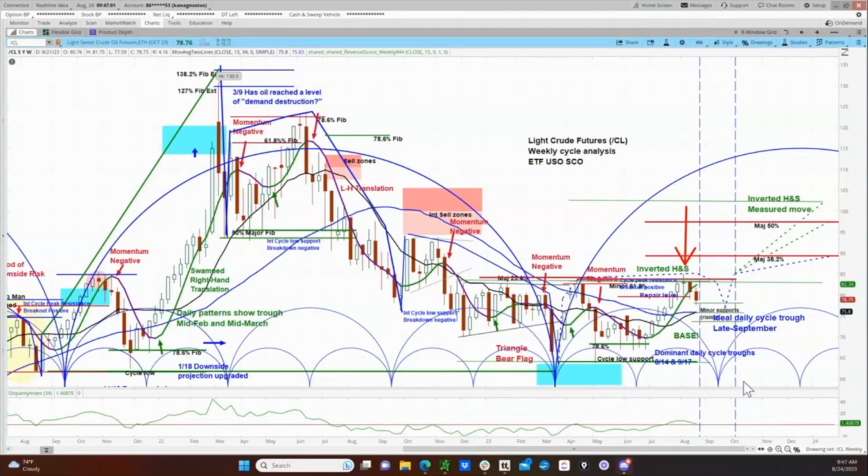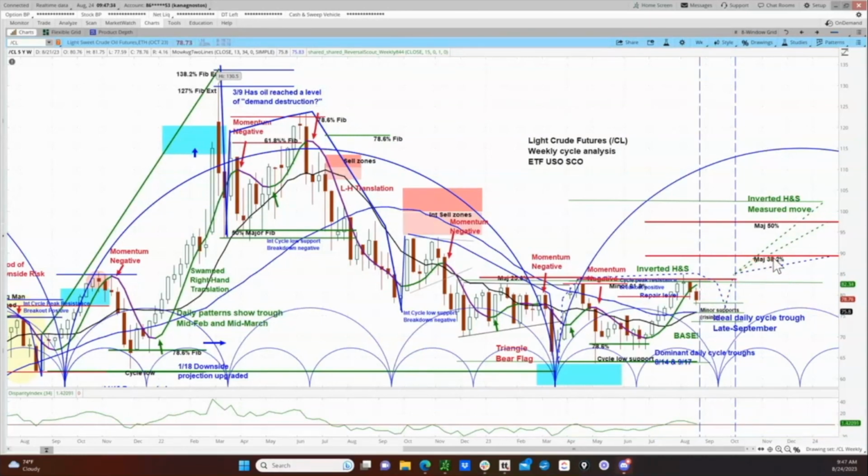Slim has a notation down here that this is a base. So that is a positively configured cycle that occurs after one or more negatively configured cycles. So this suggests that the subsequent cycle is likely to take out this high, and you can see our projections over here. So we're looking for a short-term pullback and then up again.